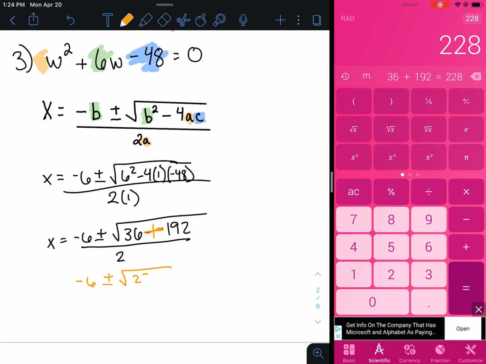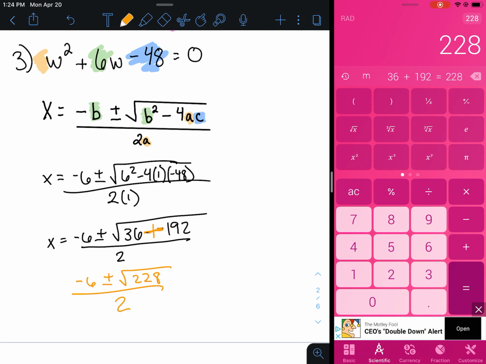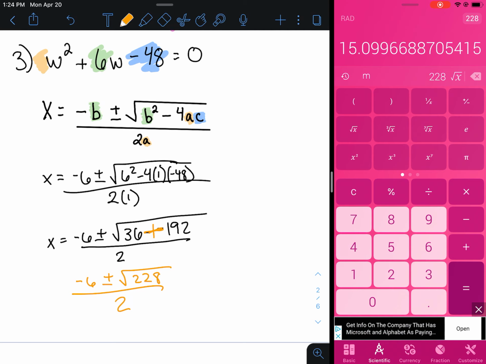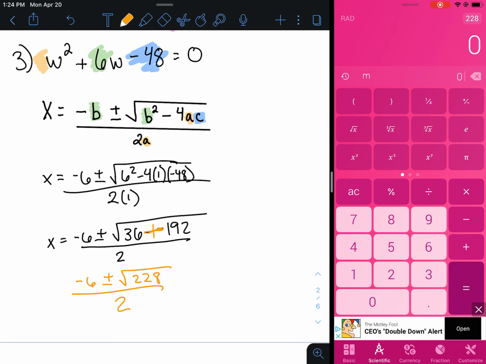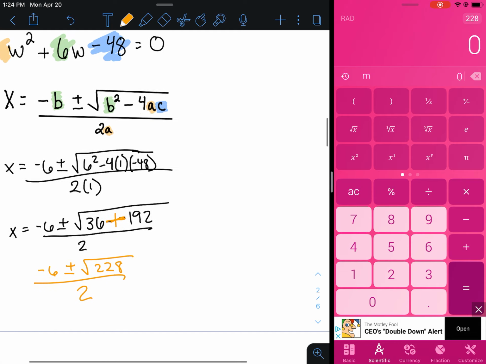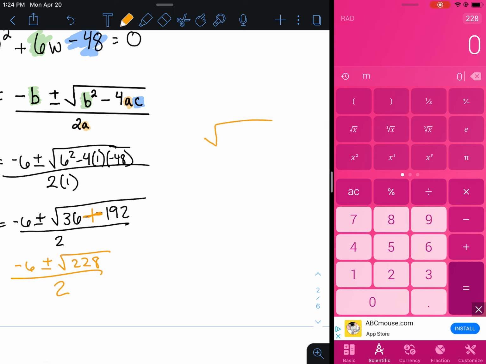So now I have negative 6 plus or minus the square root of 228 all divided by 2. So now I'm going to see, is 228 a perfect square? I don't think it is, but I'm going to check. Okay, it's not. So it comes out as an improper long decimal. So what that means is that this is not a perfect square. But if we remember back to simplifying radicals, this probably would have been end of January, beginning of February. When we look at this, the square root of 28, we know, because this is an even number, it's divisible by 2.